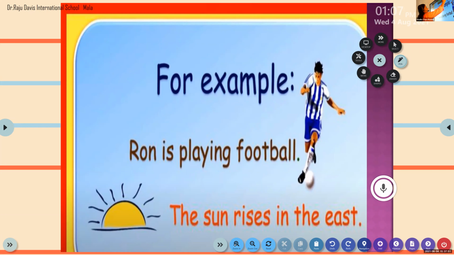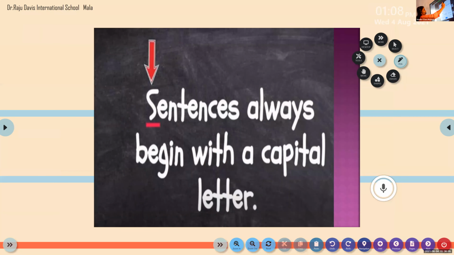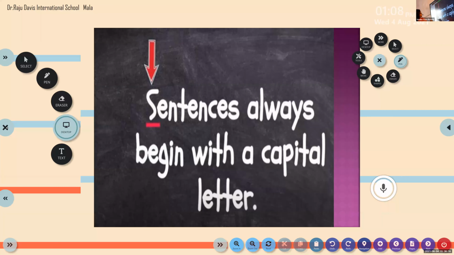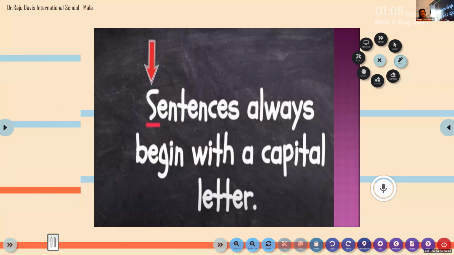Is that clear to all of you? Both these groups of words make sense, so they are called sentences. Now, I told you, while we write a sentence, the first thing we need to remember is to always begin a sentence with a capital letter. That is the first point we need to remember. The foremost point is that a sentence always begins with a capital letter.